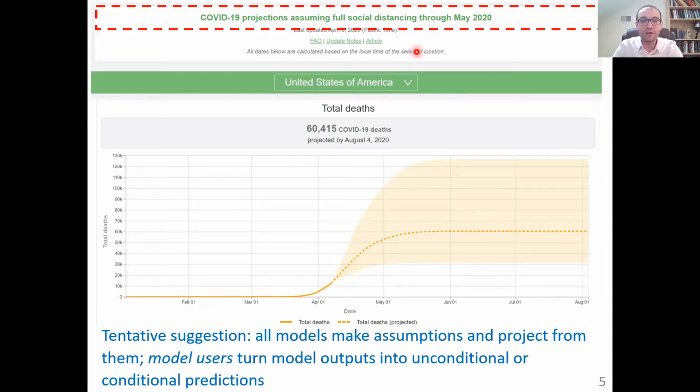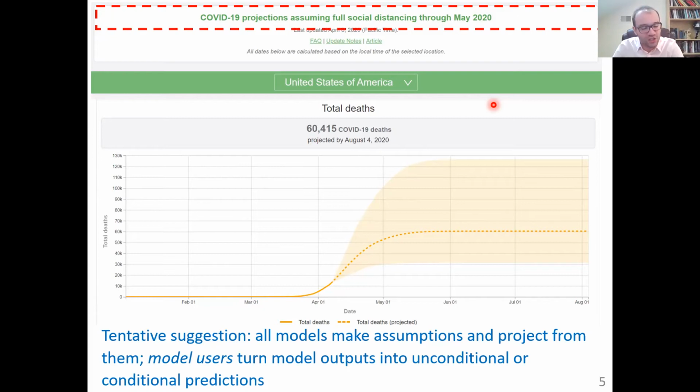On the other hand, Schroeder paid a lot of attention to the title of this page and what was repeated throughout the website at this time: that COVID-19 projections were being made assuming full social distancing through May 2020. And so he points out that if there's this assumption, that's tantamount to attaching an antecedent to this prediction. So he ultimately concludes that they were making not a forecast as most people assumed, but instead a conditional prediction, right? A conditional of the form, if full social distancing, then 60,000 deaths. I think this is not an unreasonable way of interpreting this claim that's being displayed and broadcast by the IHME at the University of Washington.